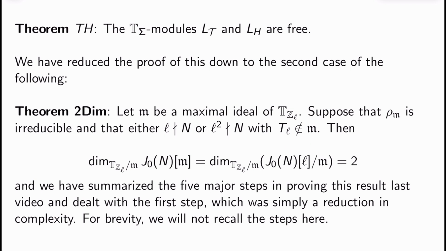Then the T sub z sub L mod M dimension of the Jacobian J0n bracket frac M is the same as the T sub z sub L mod M dimension of the Jacobian J0n bracket L mod M, and that dimension is 2. And then what we did last video is we summarized the 5 major steps in proving this result, and we dealt with the first step, which was another reduction in complexity. And for brevity, I'm not going to recall the steps here. Please see the previous video.